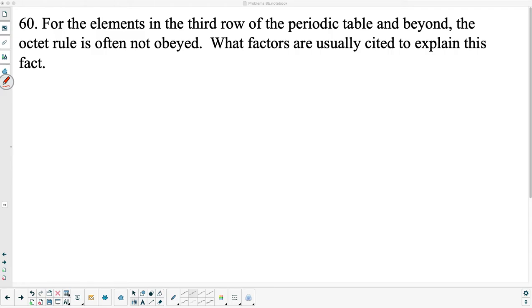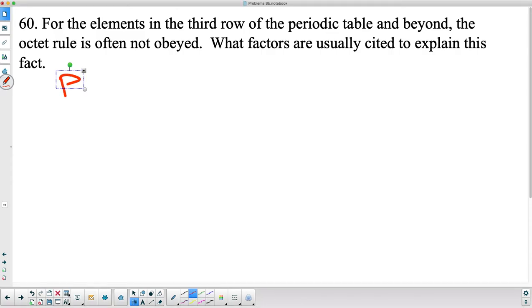This is number 60. For the elements in the third row of the periodic table and beyond, the octet rule is often not obeyed. What factors are usually cited to explain this fact? Well, it's actually pretty simple to explain. Take a look at phosphorus as an example. We know that the Lewis dot diagram for phosphorus looks like this, but why does it look like that?